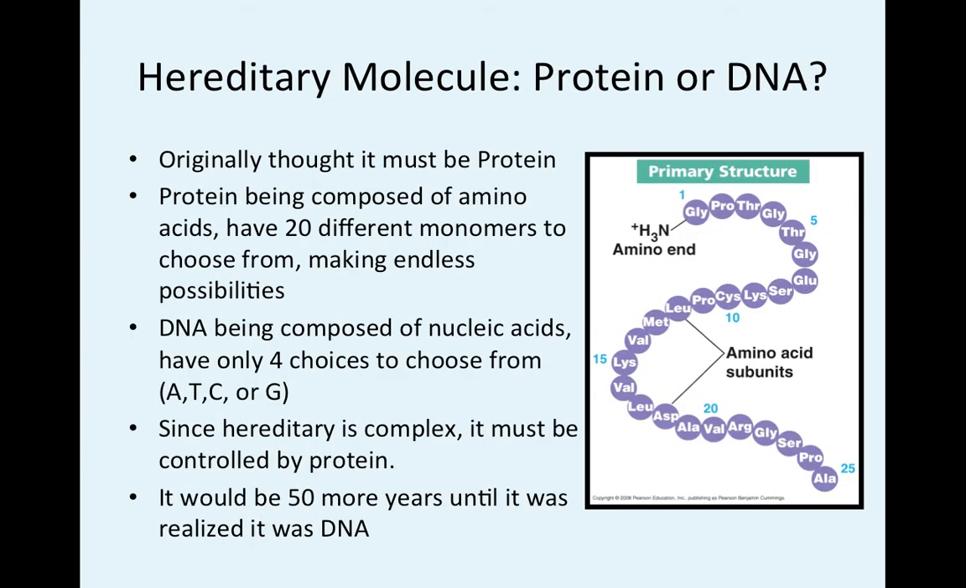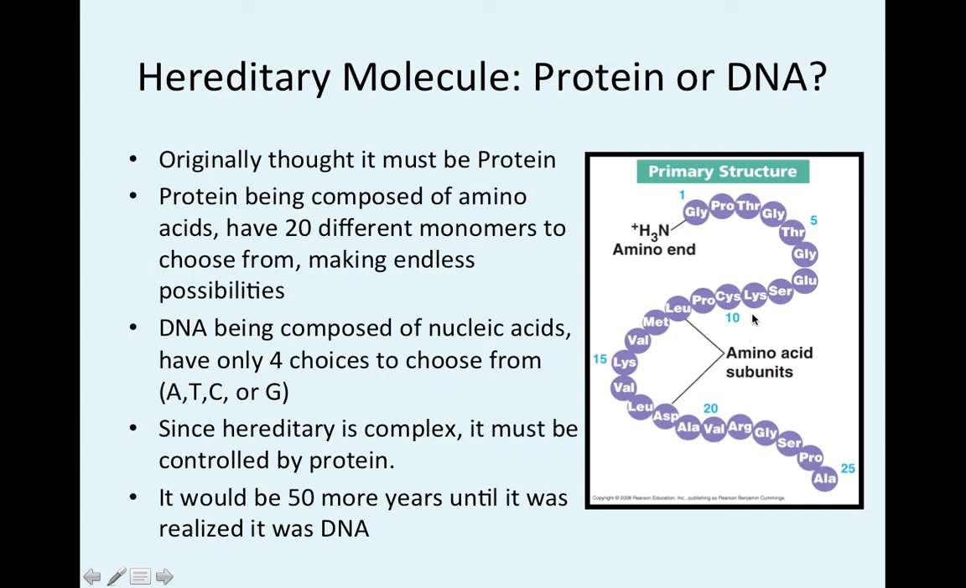Okay, so they originally said it's got to be protein. The hereditary material's got to be protein for the following reason. Okay, when we have proteins, we have 20 different monomers. And the monomers of proteins are called amino acids. So these are all the different amino acids. So this whole thing right here is a protein, and that's what a protein is. It's just a polypeptide of amino acids. We should know that from our first unit.